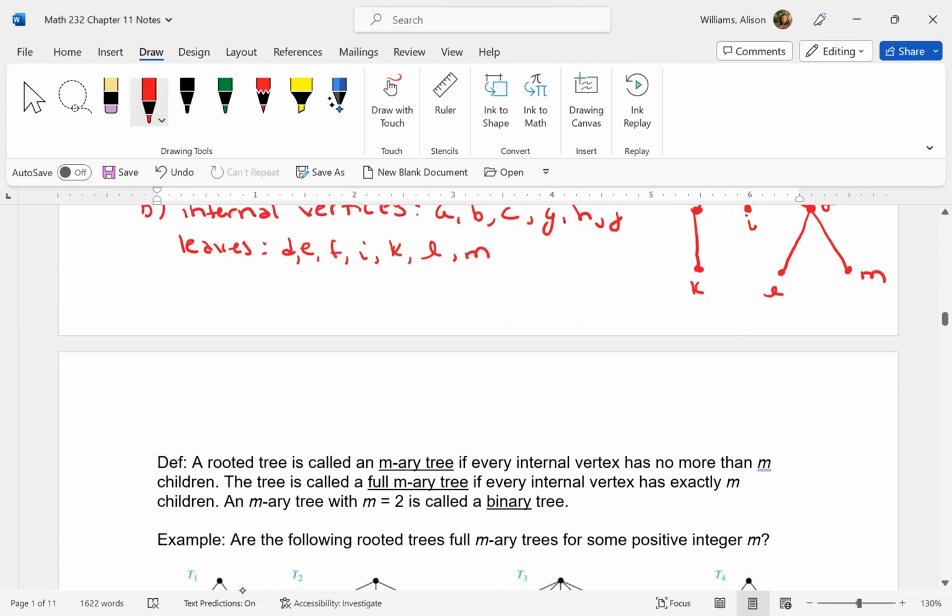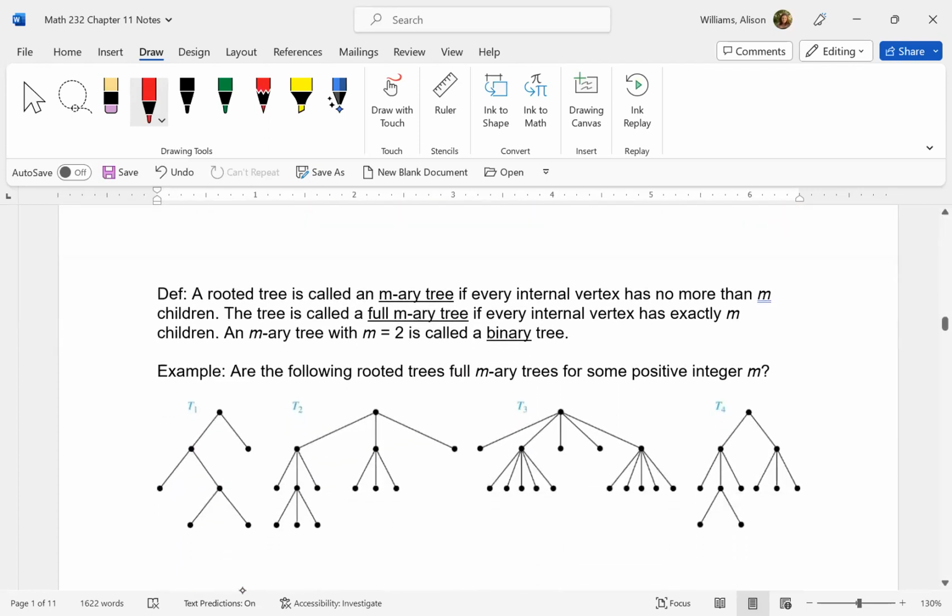All right. A rooted tree is called an m-ary tree if every internal vertex has no more than m children. The tree is called a full m-ary tree if every internal vertex has exactly m children. An m-ary tree with m equals 2 is called a binary tree. All right, so it's the idea that you're counting how many branches off for each parent. So how many children there are. All right. Let's look at this example.